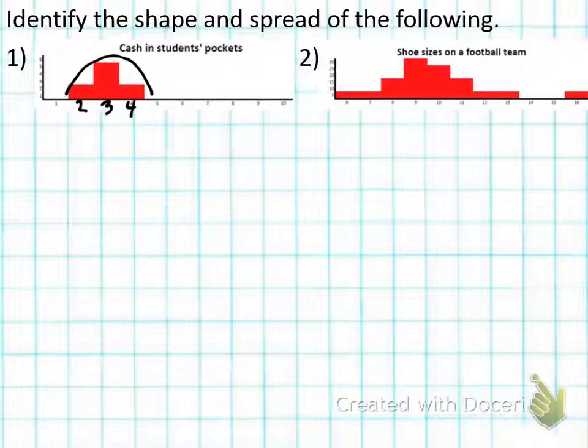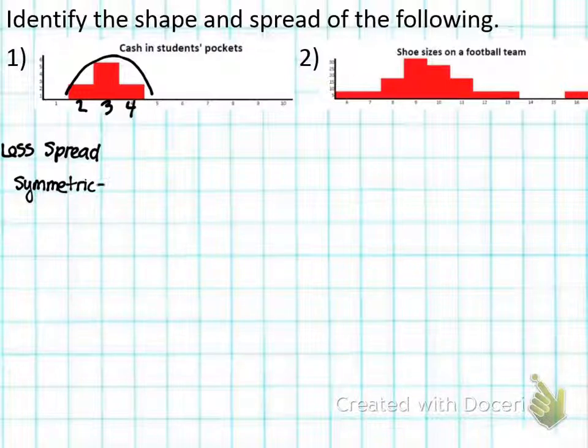Well, I'm going to first ask myself, what's the spread? Is it more spread or less spread? Well, this is less spread, right? Kids really only have $2, $3, or $4. They don't really have anything else, right? And then I ask myself, is it symmetrical? Does this look symmetrical? Yeah. And then how many modes are there? Well, it's only one mode, so we say it's unimodal. Symmetric, unimodal. And that's it, okay? That's all we're doing today.